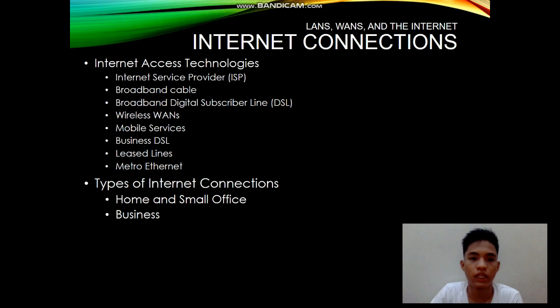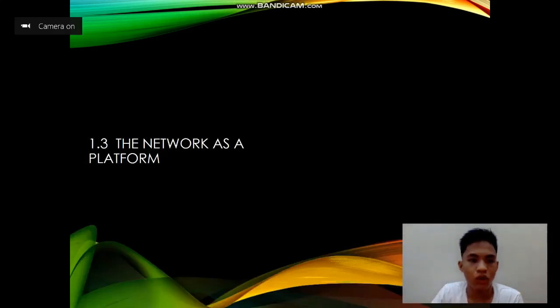Internet connections and internet access technologies. We have internet service providers or ISPs, broadband cable, broadband digital subscriber line or DSL, wireless LANs, mobile services, business DSL, leased lines, and Metro Ethernet. Types of internet connections: we have home and small office, and business.